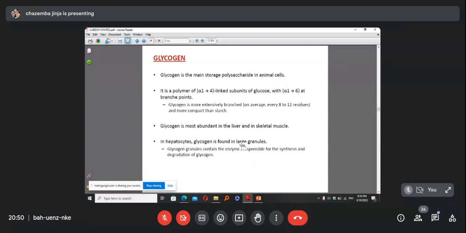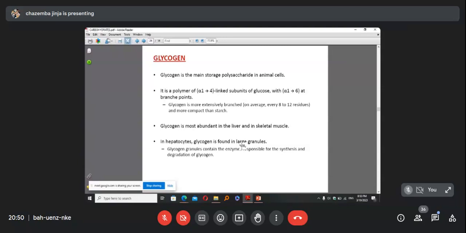Okay, the next thing we'll look at is glycogen. Now, remember, starch is the main storage unit of plants, while animals use glycogen to store their carbohydrates. It is a polymer and has alpha 1,4 and alpha 1,6 linkages. So glycogen is similar to amylopectin. The only difference is that it's extensively branched.